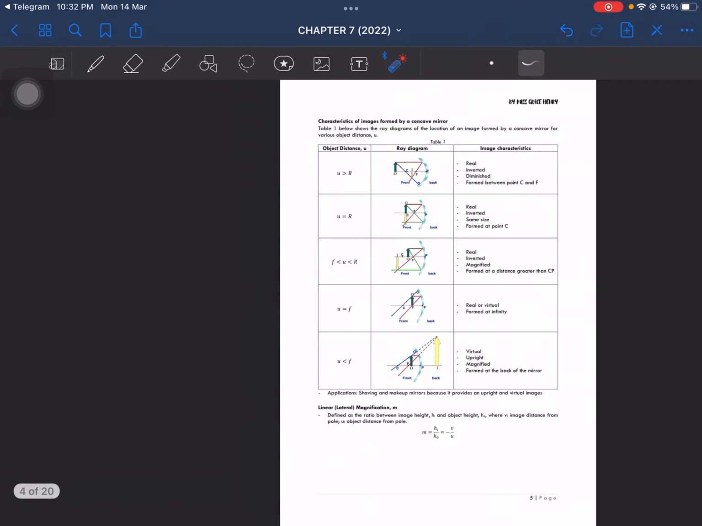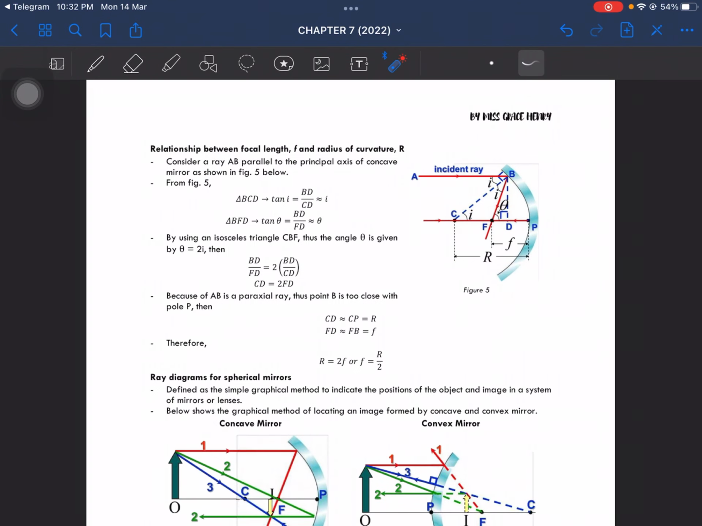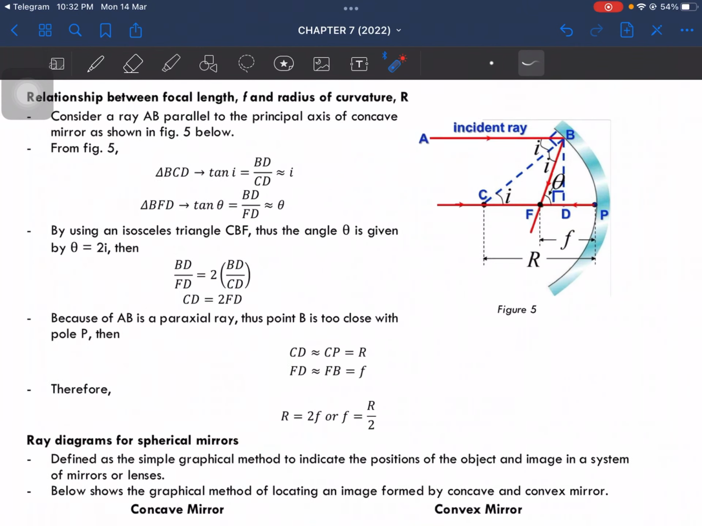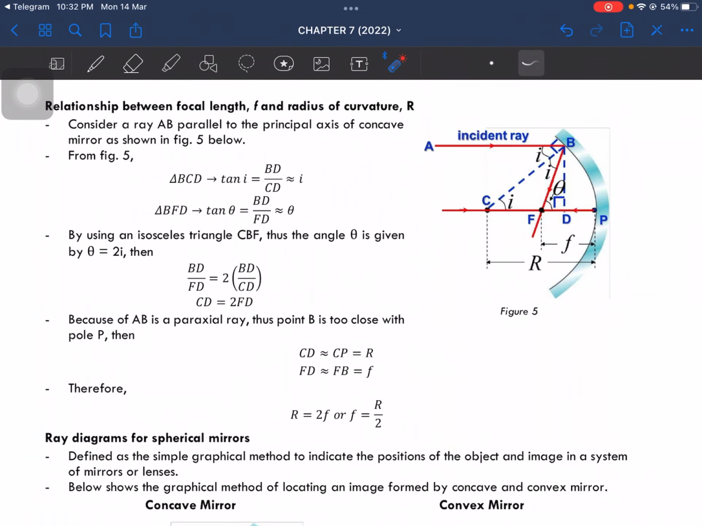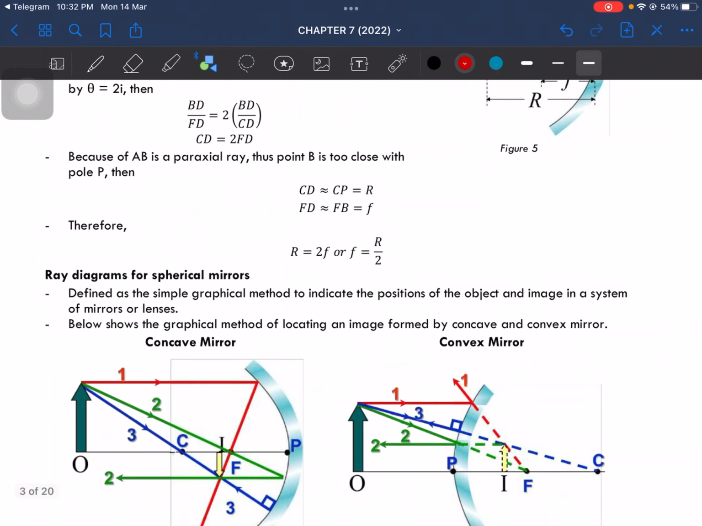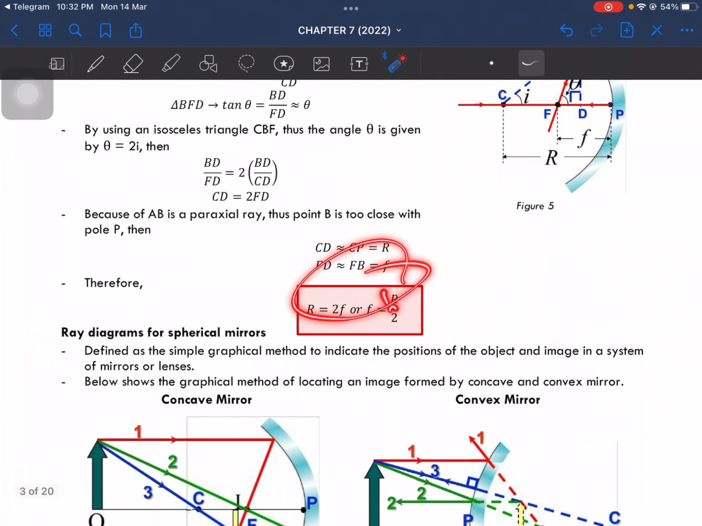This is a very long subtopic. Now let's look at the relationship between focal length and radius of curvature. Basically you don't have to know how to derive this equation, but if you do want to know how to get it, just look at this one here. I'm just going to go through the equation directly, so that you don't get confused and so that our video is not too long. So this is the equation: the radius of curvature is equal to twice the focal length. You need to know how to use this equation.